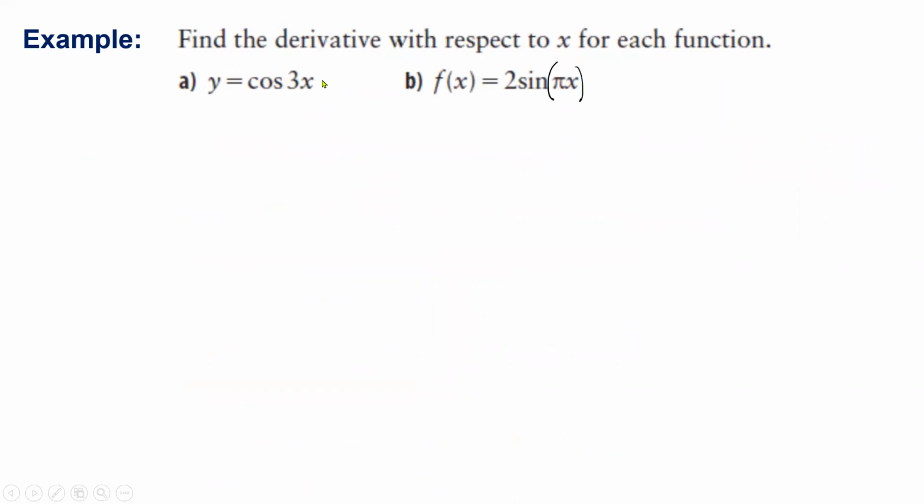Okay, let's have a look at another example. Find the derivative with respect to x for each function below. Question A, y equals cosine 3x. So in order to avoid any ambiguity, it's better to put a parenthesis here. Second, f(x) equals 2 times sine pi x. Okay, I'll give you 5 minutes to have a look at these two questions here.